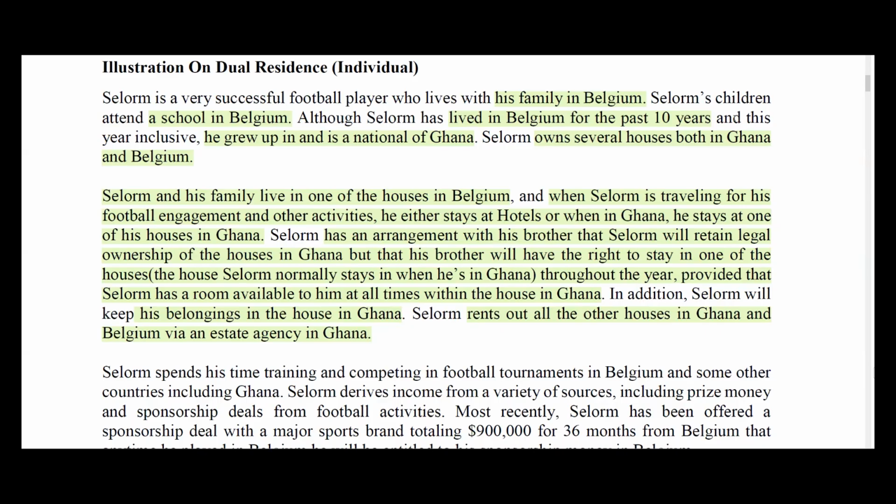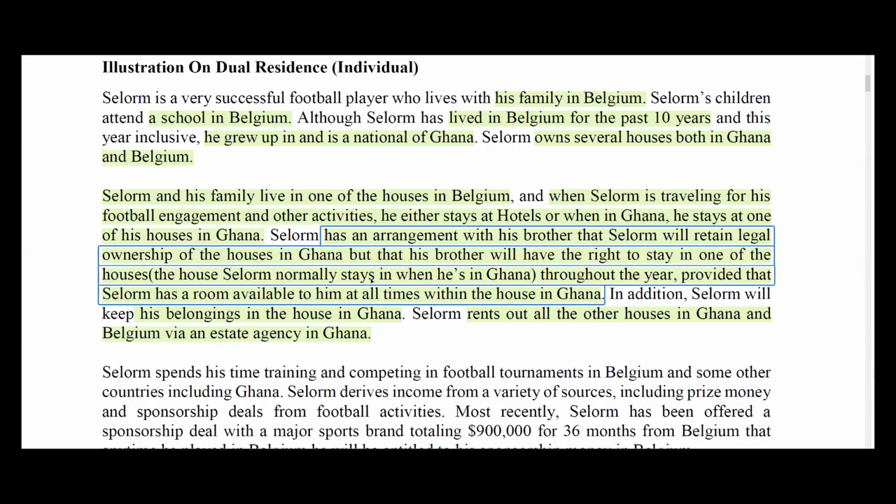Okay. And also they said he either stays in a hotel, are you getting it? Or when in Ghana, he stays at one of his houses in Ghana. So it means it's regular. It's something he does. They said, well, when Salom is traveling for his football engagement, that means something he does frequently. He's either staying in hotels, that's mostly a short stay, or stays in his own house. So habitual abode tells us that this guy has habitual abode in two of the countries.